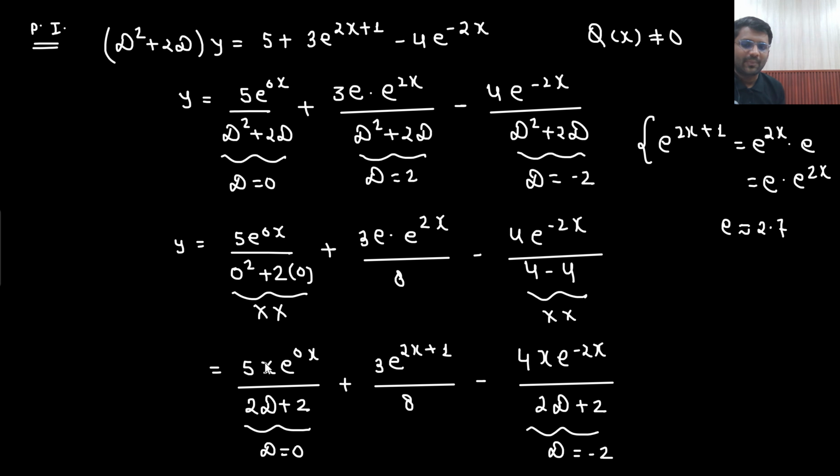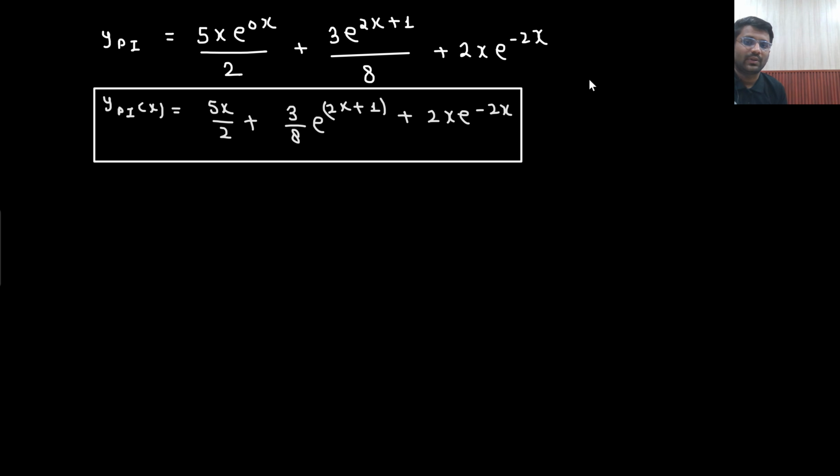What does that mean? Upper side I will multiply with x, downward side I will differentiate. So what I will see here, if I put d equals 0, it will become 5x by 2, this as it is. If I put d equals minus 2 here, this will become minus 4 plus 2, so this will become minus 2, so 2x e to the power minus 2x. So no issue here, absolutely correct.